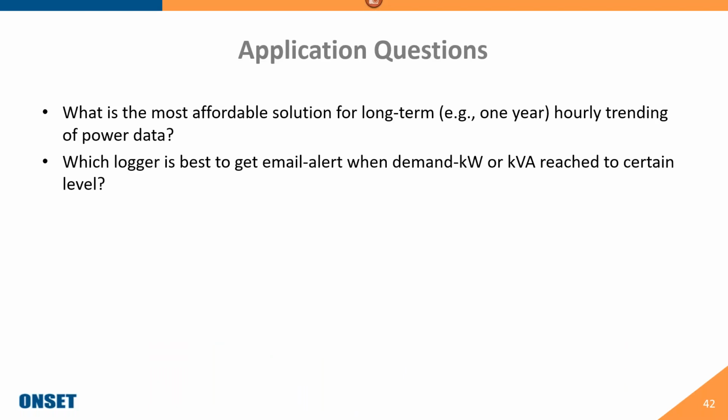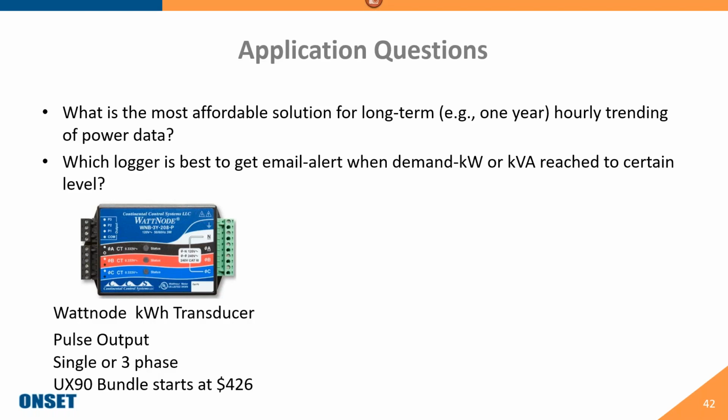What's the most affordable solution for long-term hourly trending of power data, and which is the best to get an email alert for demand kW and kVA? This will get into some of the questions when it comes to power, but we do offer what's called the WattNode kilowatt hour transducer, and that has a pulse output. Our lowest cost bundle is with the USB solution and the UX90.